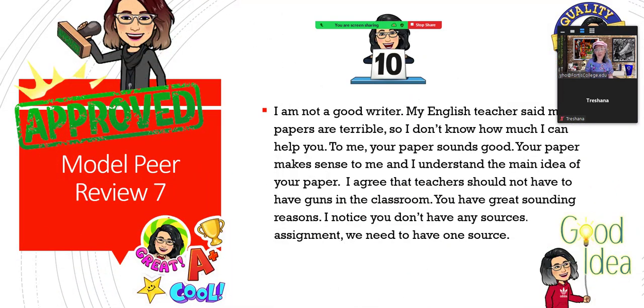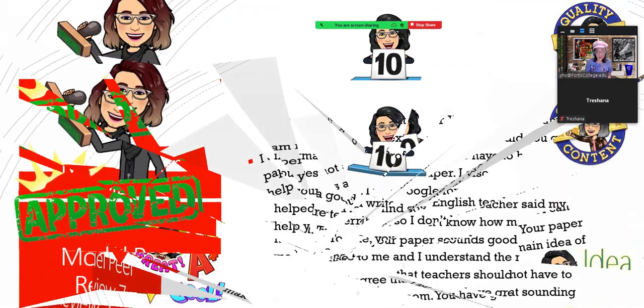I'm not a good writer. My English teacher said that my papers are terrible, so I don't know how much I can help you. But to me, your paper sounds good. Your paper makes sense to me, and I understand the main idea of your paper. I agree that teachers should not have guns in the classroom, and you have great sounding reasons. I notice you don't have any sources in your assignment, and for essay 2, we all need to have at least 1 APA in-text citation and 1 reference citation.